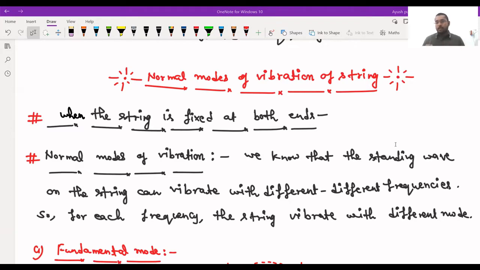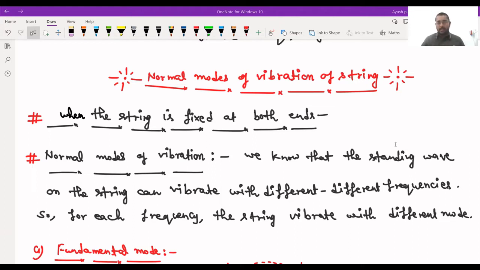We know that the standing wave on a string can vibrate with different frequencies, right? For each frequency, the string wave vibrates with a different mode, and we name these modes like the fundamental mode, first harmonic, second harmonic, first overtone, second overtone, third harmonic. All these things we will be discussing.